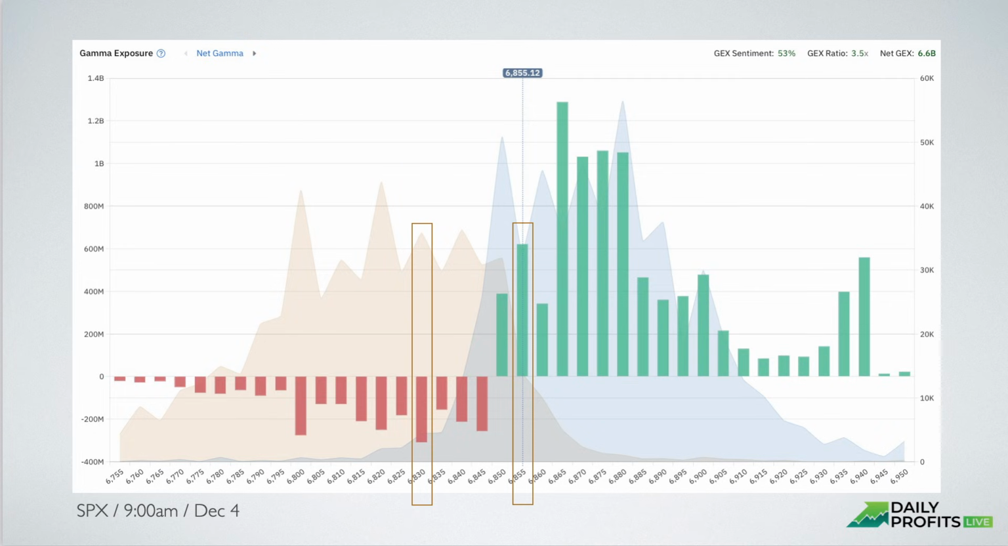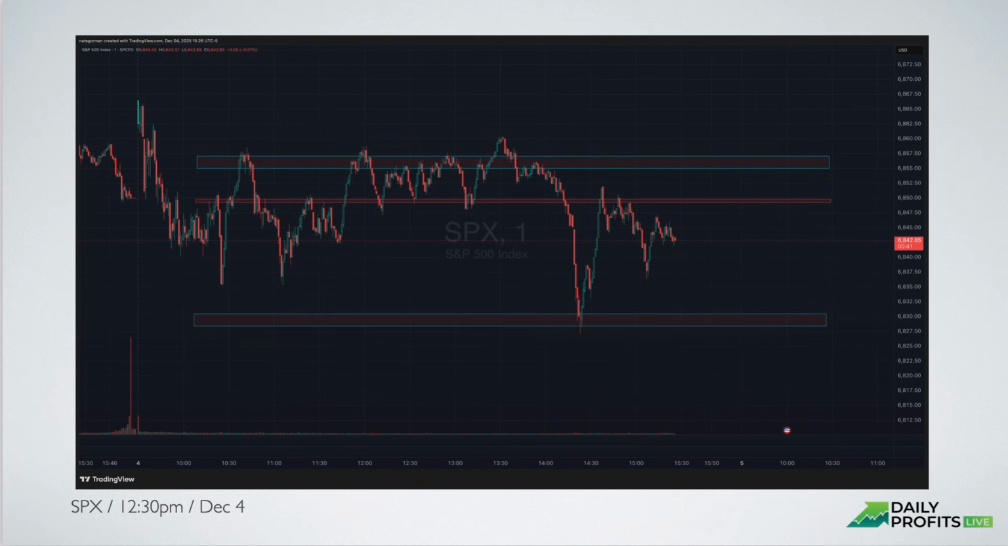So what that looks like on the chart, if we put those levels on the chart, it looks like this, okay? And so this upper level here, right, is the 68.50.